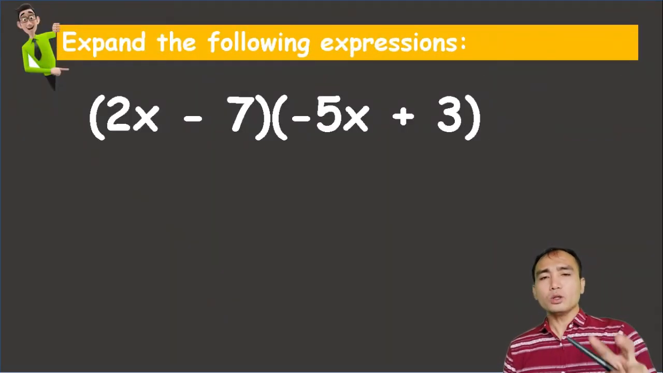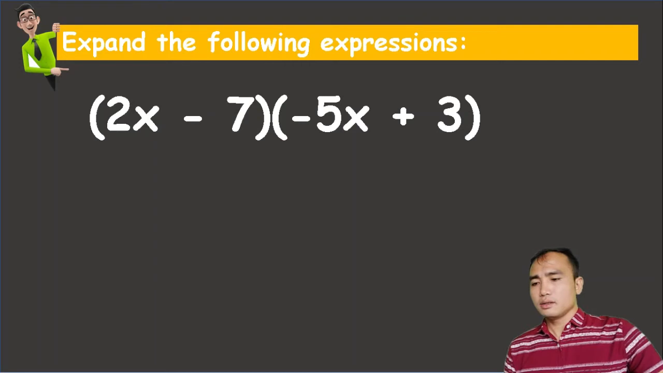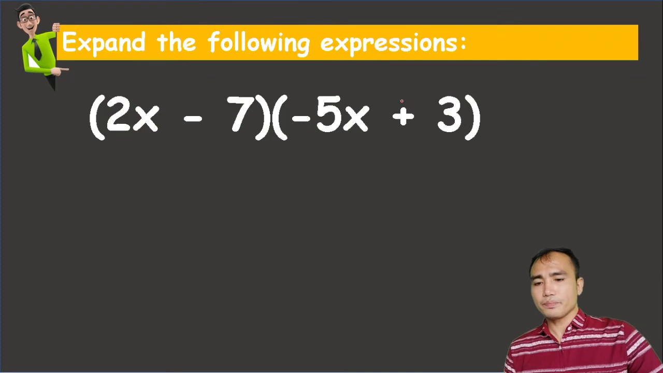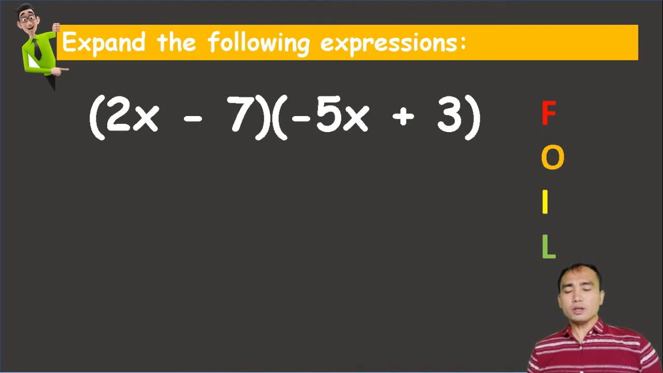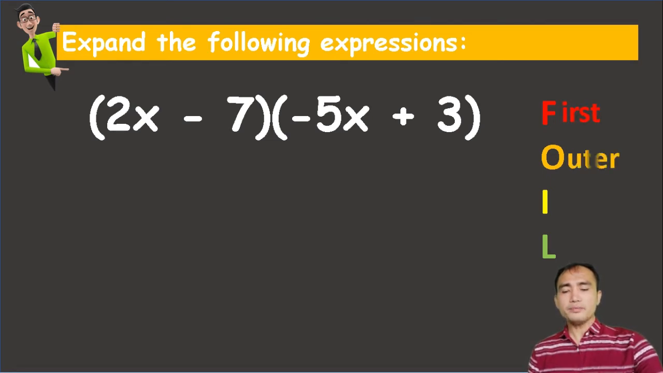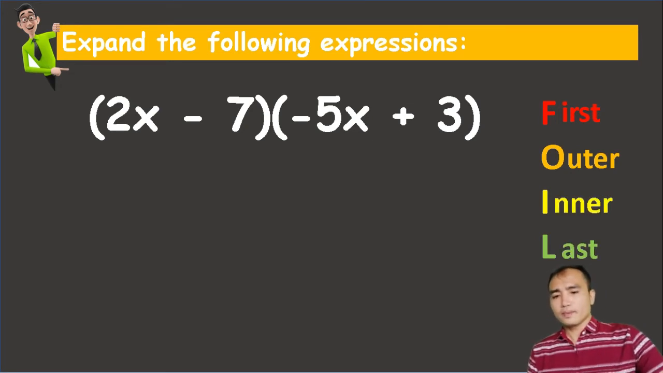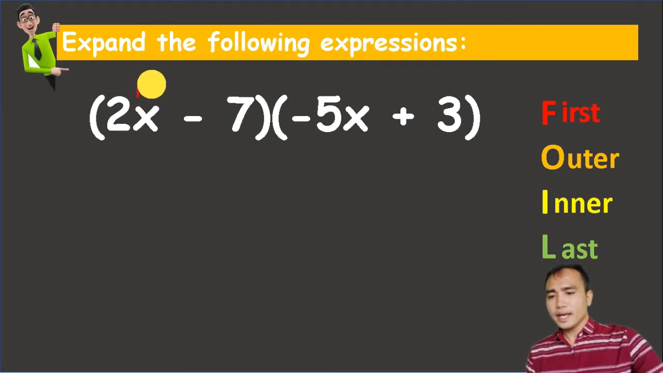Next, multiplying two binomials. Group 2x minus 7 times the group negative 5x plus 3. Okay, here we can use the FOIL method. FOIL is the acronym for F, stands for first, O for the outer, I for the inner, and L for the last term. Okay, so in this problem, our first term, 2x times negative 5x.